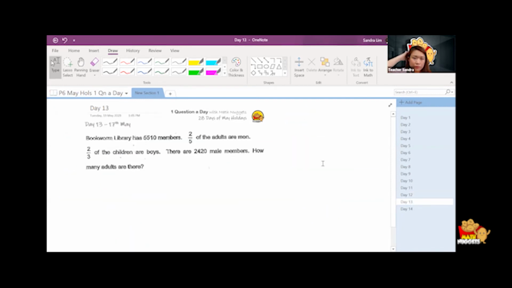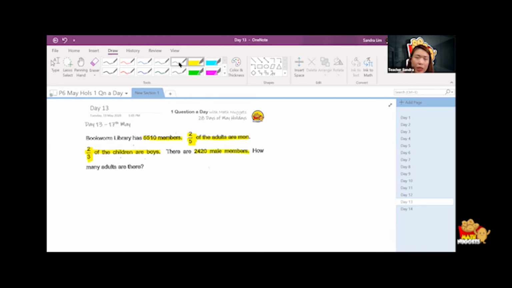Question 13. I don't know whether y'all recognize this. Okay. How should I write this? Okay, I'm going to form the ratio. Okay, I'm going to write down the ratio for this. The total members is 5,510. 2/5 of the adults are men. 2/3 of the children are boys. And in total, there were 2,420 male members.